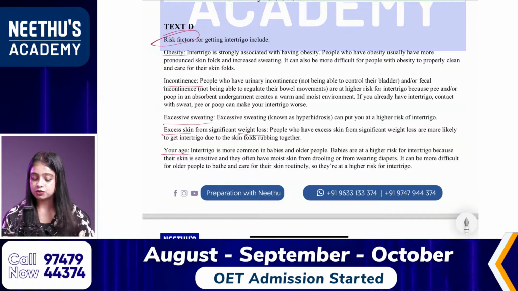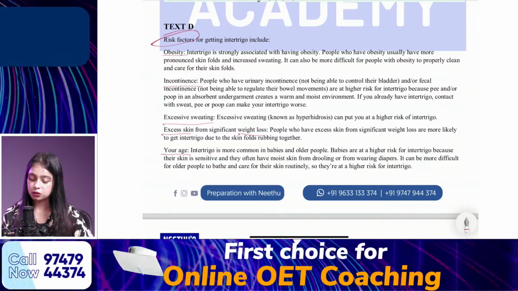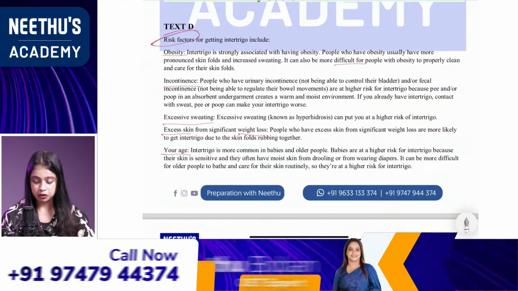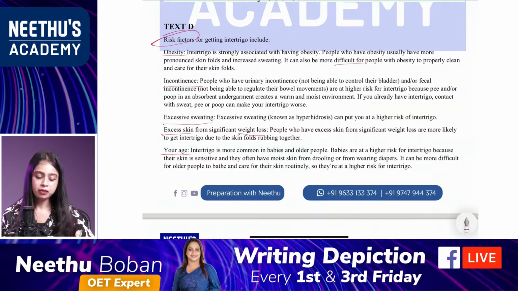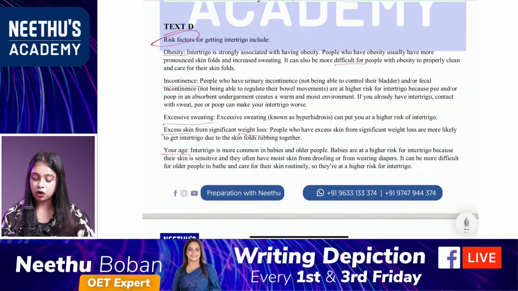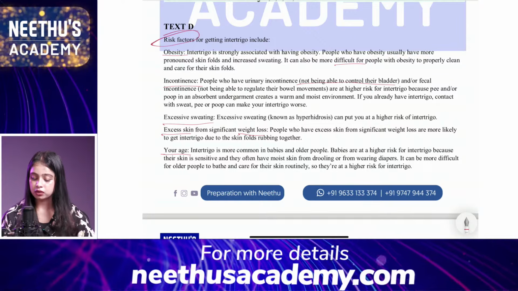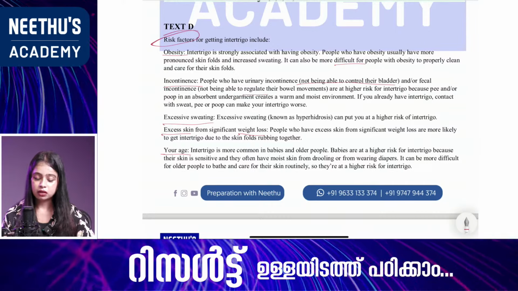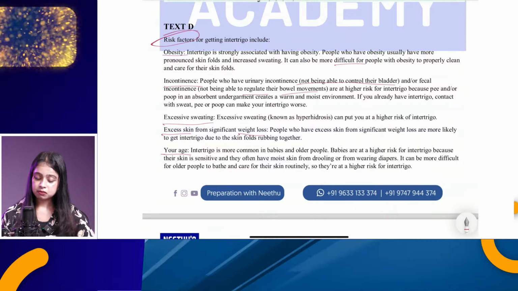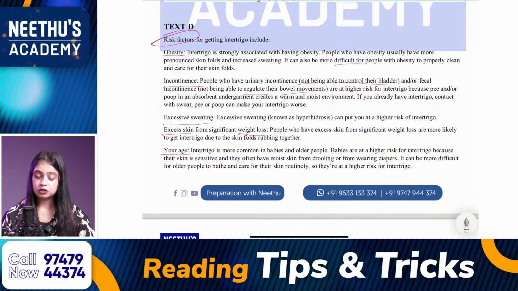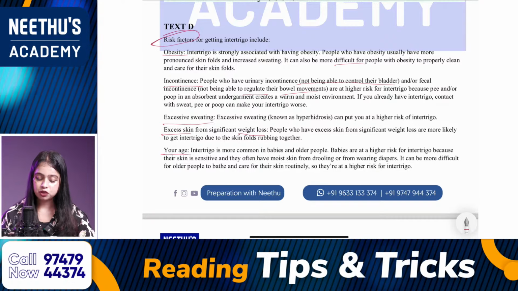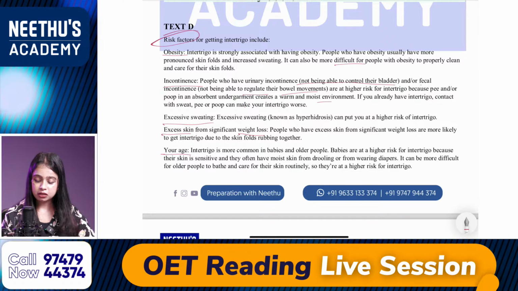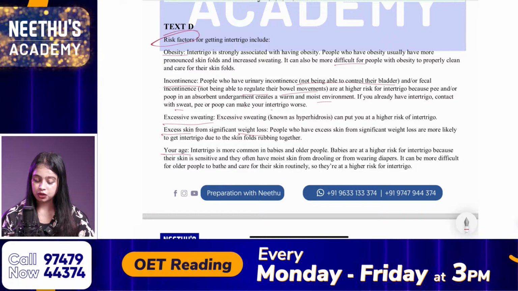Intertrigo is strongly associated with obesity. People who have obesity usually have more pronounced skin folds and increased sweating. It can also be more difficult for people with obesity to properly clean and care for their skin folds. Then people who have uncontrolled urinary incontinence, not being able to control their bladder, and or fecal incontinence, not being able to regulate their bowel movements, are at higher risk for intertrigo because pee and or poop in an absorbent undergarment creates a warm and moist environment. If you already have intertrigo, contact with sweat, pee or poo can make it worse.